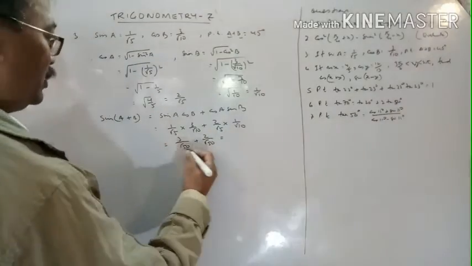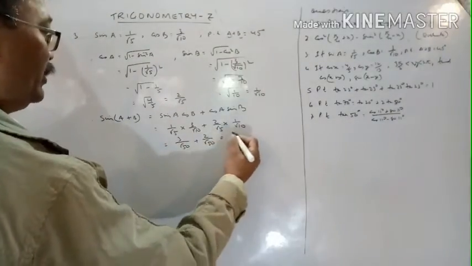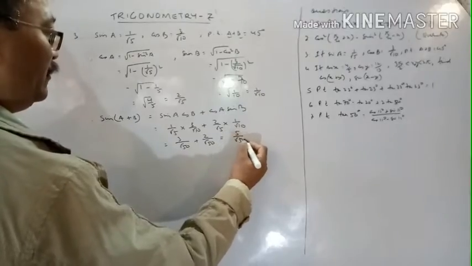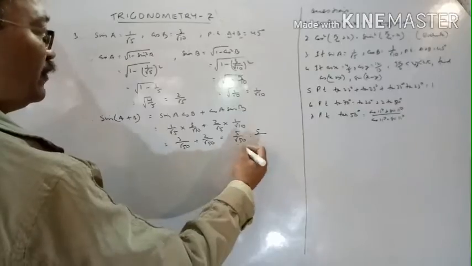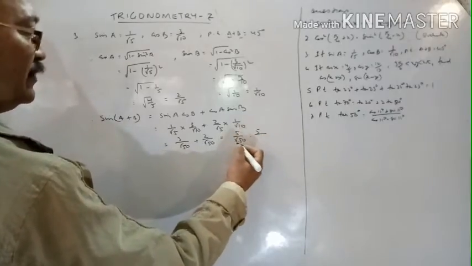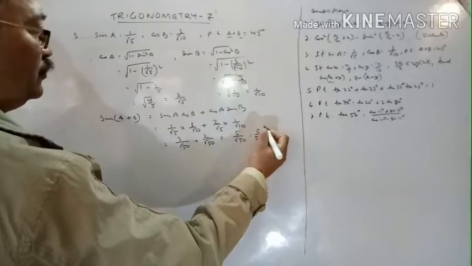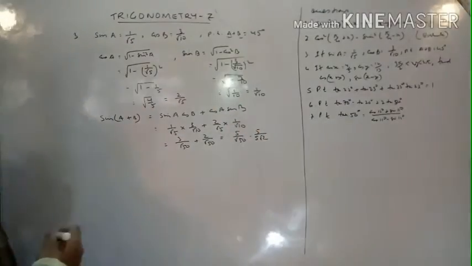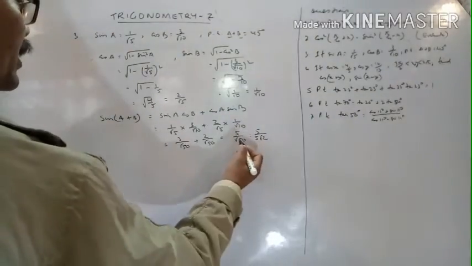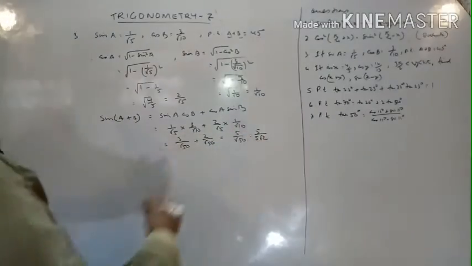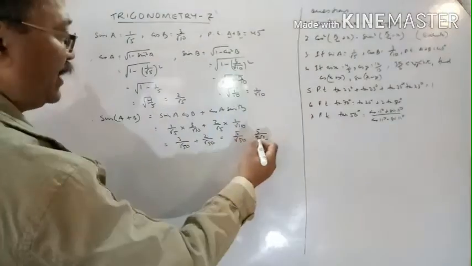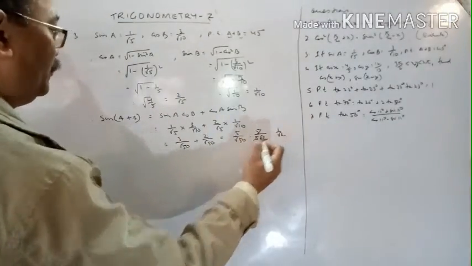Okay, so if you add it, you get 5 by root over 50. This 5 by root 50: 50 is 25 into 2, so the square root of 25 is 5, and you can write it as 5 root 2. Because this 50 is 25 into 2, 25 root is 5, so 5 will come out, 5 root 2. So 5 cancels, and it is 1 by root 2.